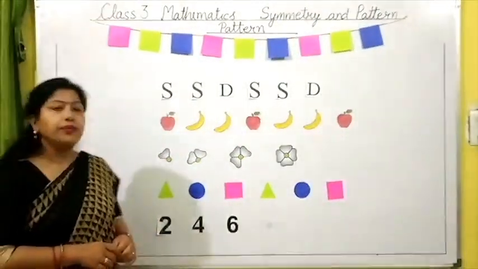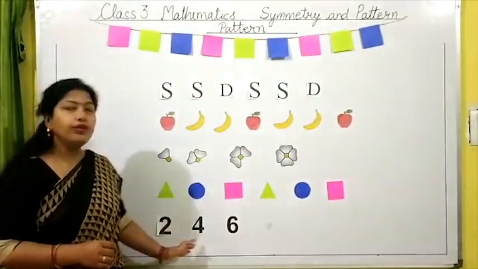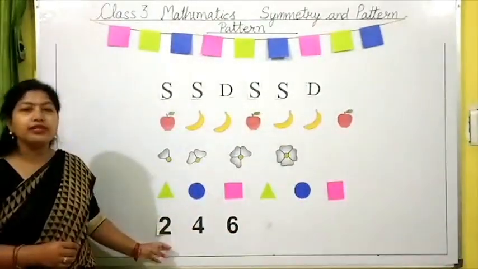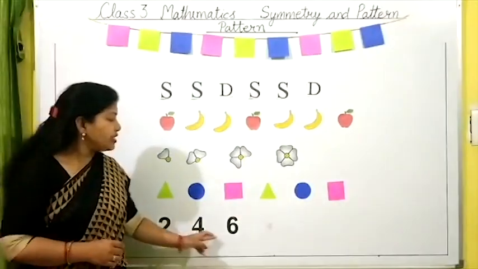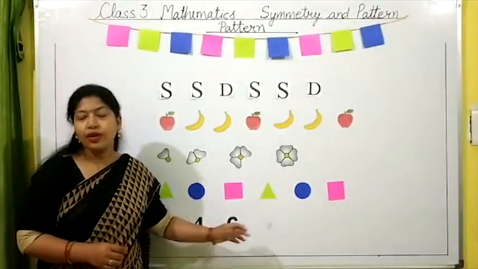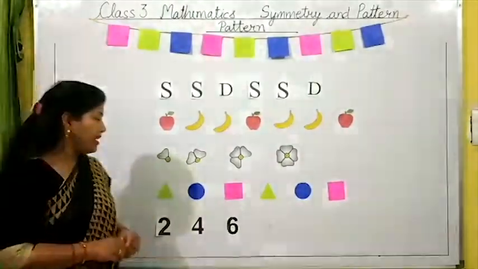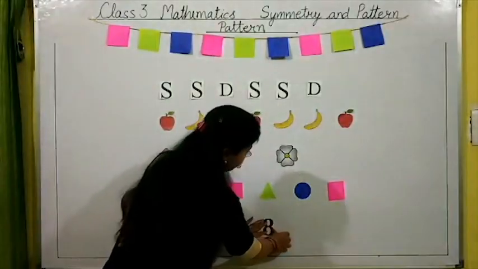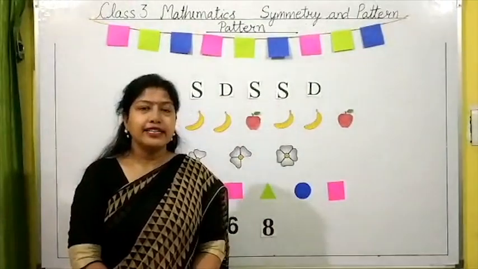Patterns can be in numbers also. Here are the numbers 2, 4, 6. The difference between these numbers is 2. So 2 plus 2 is 4, then 4 plus 2 is 6. So the numbers are arranged in increasing order. The next number will be 6 plus 2, 8. In this way we can understand the pattern.